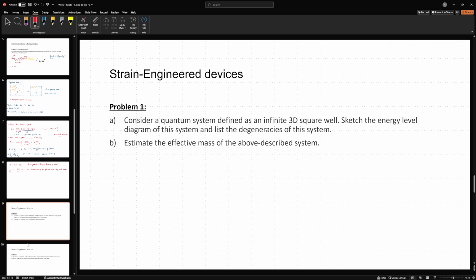Now we are moving to a more abstract situation where we shall consider a quantum system that is defined as an infinite 3D square well. So first we need to sketch the energy level diagram of the system and list the degeneracies of this system, and estimate the effective mass of the above system. Okay, so now how do we go about doing this?